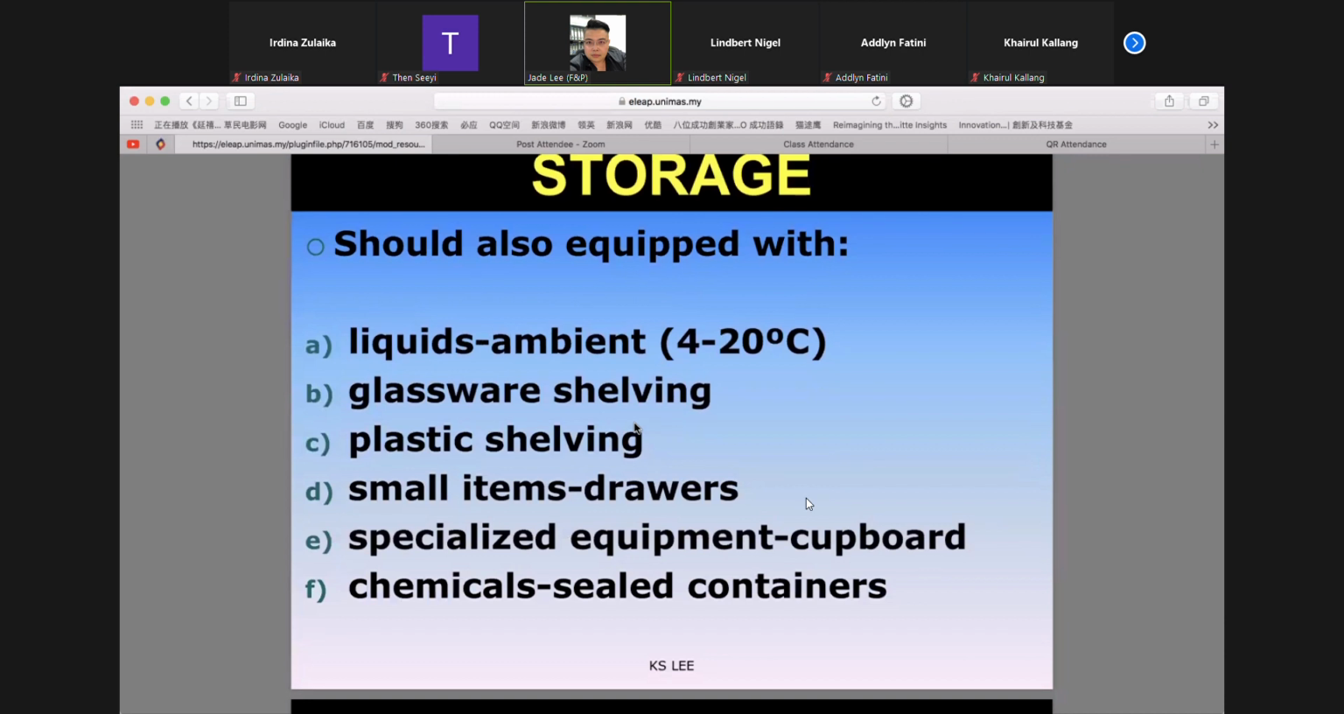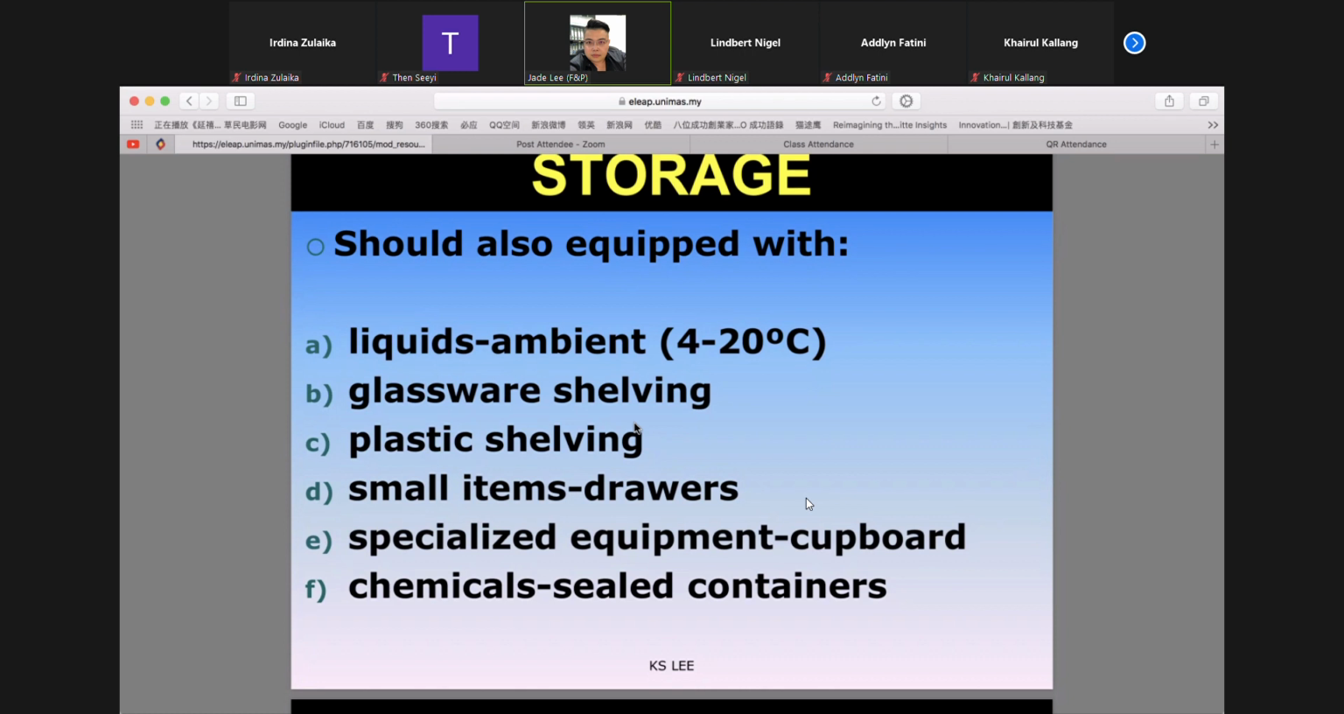For the storage, you should also equip with the liquid ambience, which is from 4 to 20 degrees Celsius. You should also have glassware shelving, plastic shelving as well, small item drawers, a specialized equipment cupboard, and also the chemical seal container, especially if it involves flammable chemicals. Those flammable chemicals must be stored in the chemical seal container, okay? Or it may catch fire. So you need to bear this in mind.